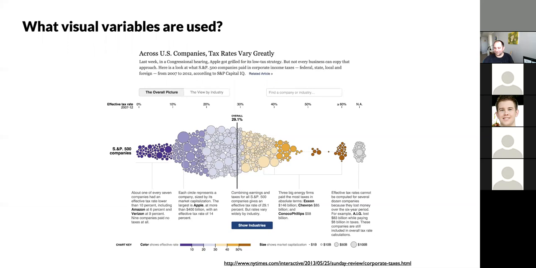Yeah, that's a good analysis. The marks are the points here, and the size of the points is a channel that encodes, in this case, the market capitalization of the company. The position in X encodes the tax rate of that company. The color is a redundant encoding of the tax rate, based on the discrete color scale that you see at the bottom. The Y position, as Paul correctly identified, is probably not meaningful. It's really just there to make things work together.